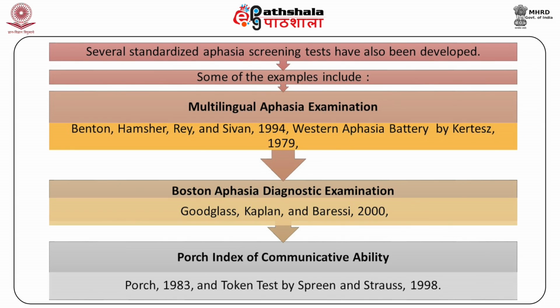Several standardized aphasia screening tests have also been developed. Some examples include the Multilingual Aphasia Examination by Benton, Hamsher, Rey and Sivan, 1994, the Western Aphasia Battery by Kertesz, 1979, the Boston Diagnostic Aphasia Examination by Goodglass, Kaplan and Barresi, 2000, the Porch Index of Communicative Ability by Porch, 1983, and the Token Test by Spreen and Strauss, 1998.